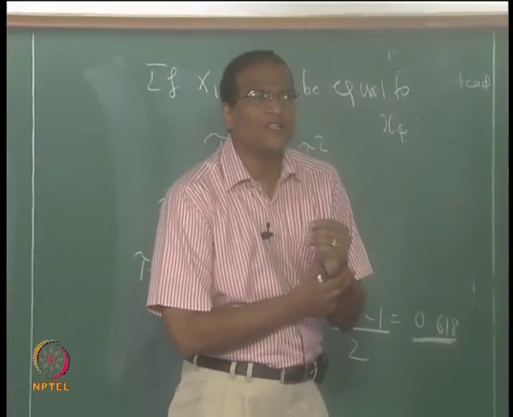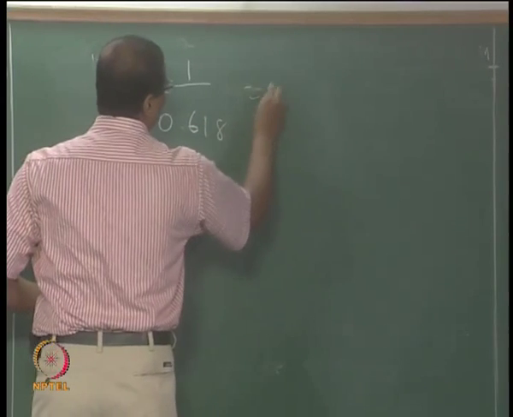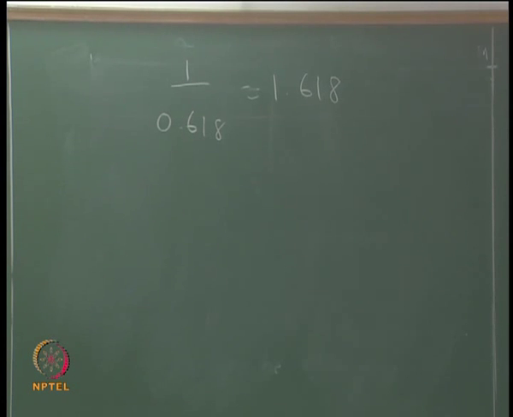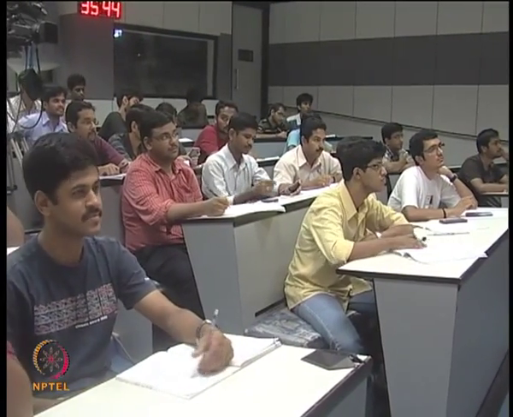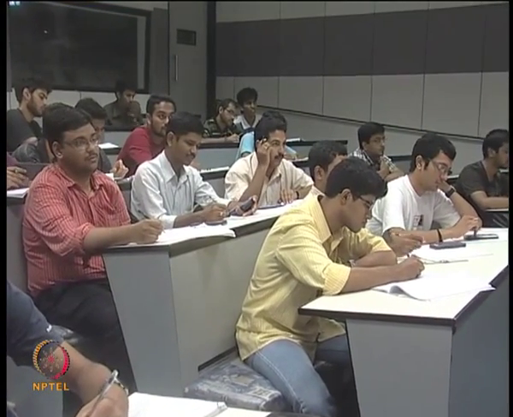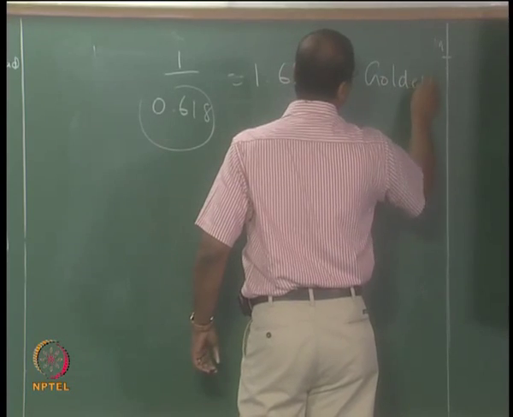What is so great about 0.618? Check. That is why it is satisfying your property x1 is equal to x4. So 0.618 or 1.618 is called the golden ratio. Either this or this is called the golden ratio, golden number.